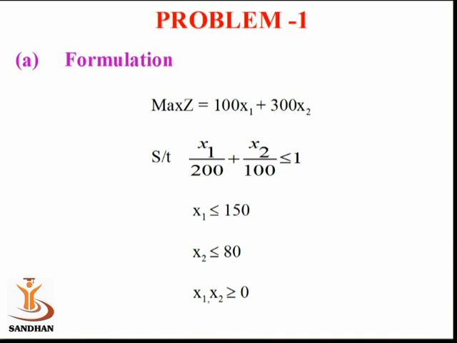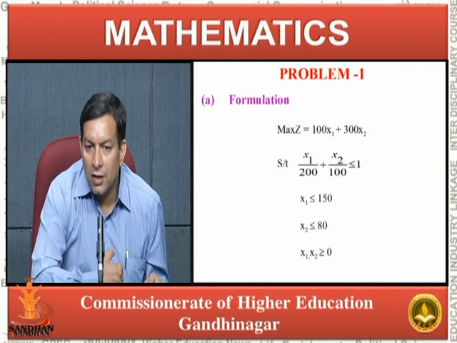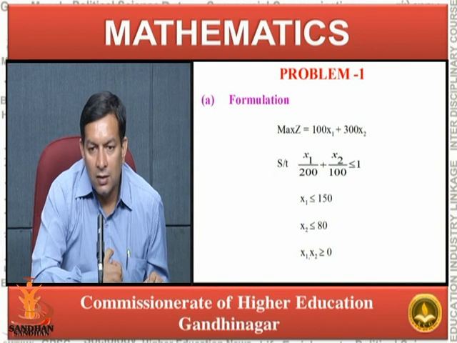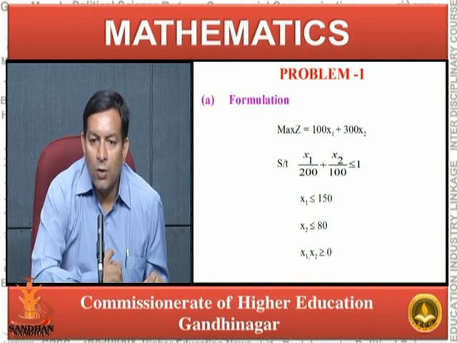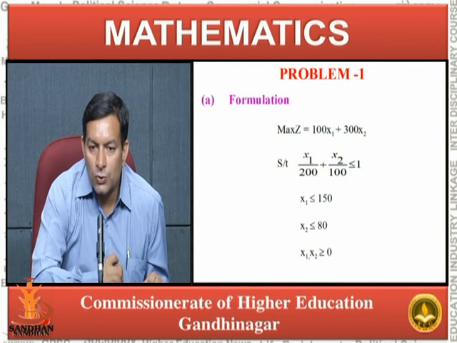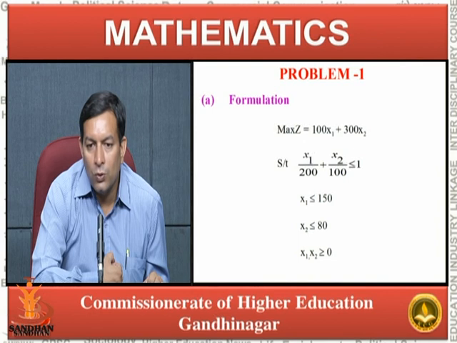So simple data tells us that 100 rupees is the profit on a chair and 300 rupees is the profit on a table. So our objective function for profit is maximize Z = 100x1 + 300x2, such that the proportionate ratio is here: x1/200 + x2/100 ≤ 1 will be the first constraint equation, and due to resources, x1 ≤ 150 and x2 ≤ 80 are the other constraint equations. The non-negativity condition is already there.